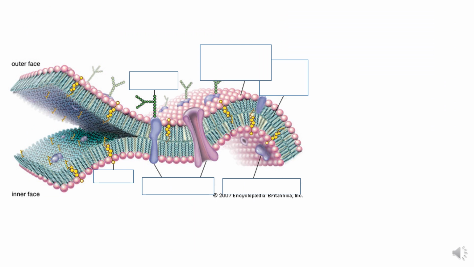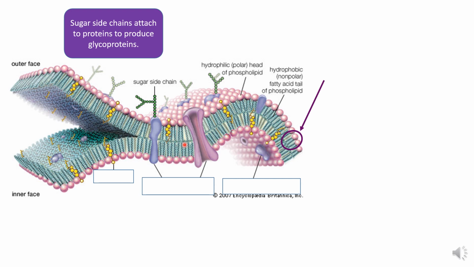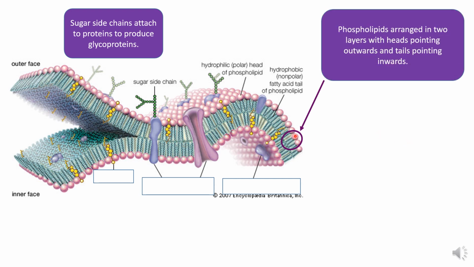Here's a more detailed diagram of the membrane. So we have here a sugar side chain. Now the sugar side chain here is attached to a protein shown in blue, which makes this whole molecule here a glycoprotein. You've also got the phospholipids shown here, so you've got the hydrophilic heads in pink and the hydrophobic fatty acid tails in blue. You can see that the heads are on the outside here, so this is the outside of the cell, and the heads here on the inside of the cell. Now on the outside we would have extracellular fluid, on the inside you would have the cytoplasm.